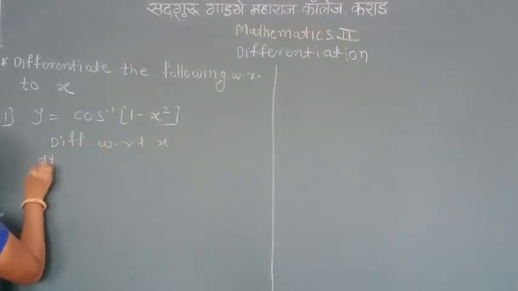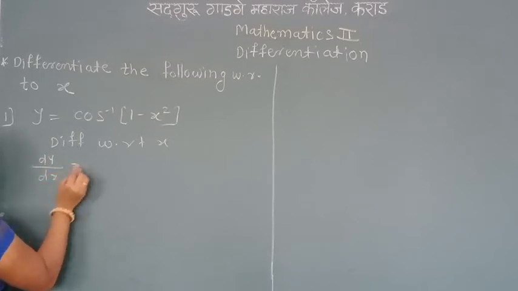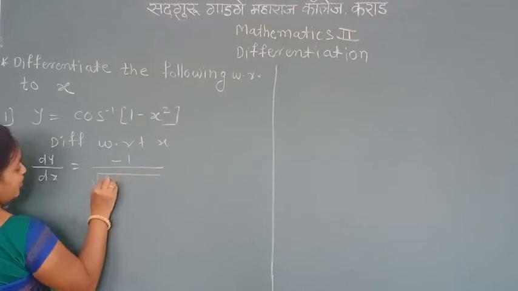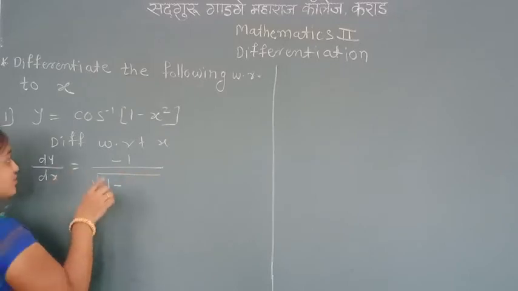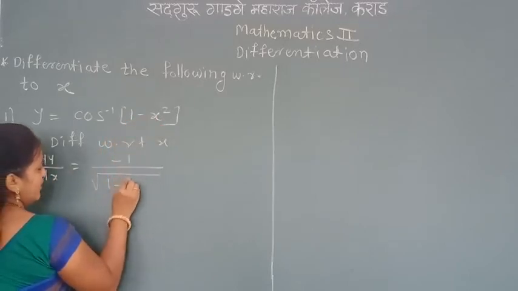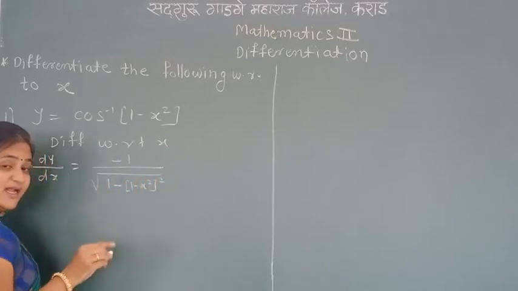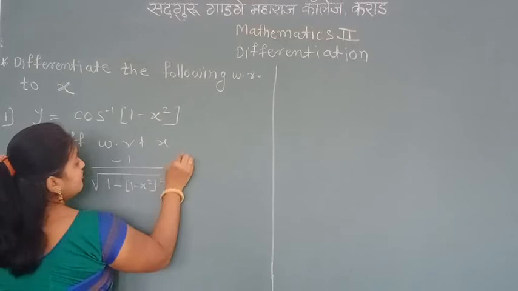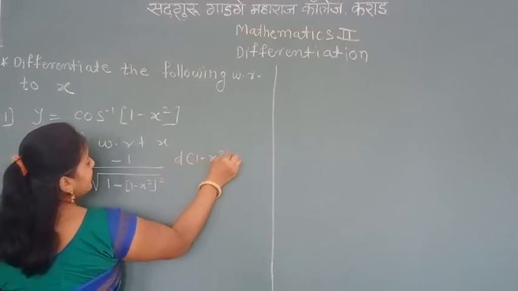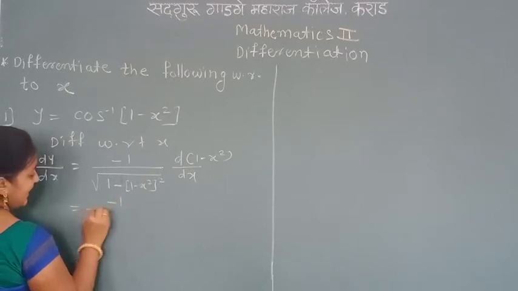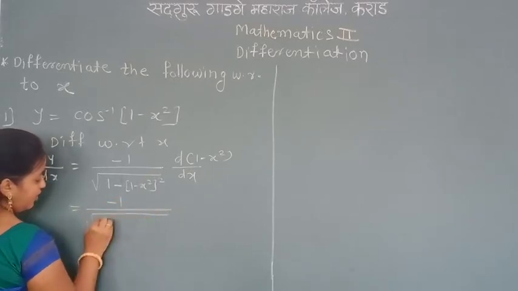So we get dy by dx is equal to minus 1 upon square root of 1 minus x, where x here is 1 minus x square, so (1 minus x square) whole square. And again the derivative of the sub function, which is the derivative of 1 minus x square with respect to x. Now simplify. So minus 1 as it is, square root of 1 minus.